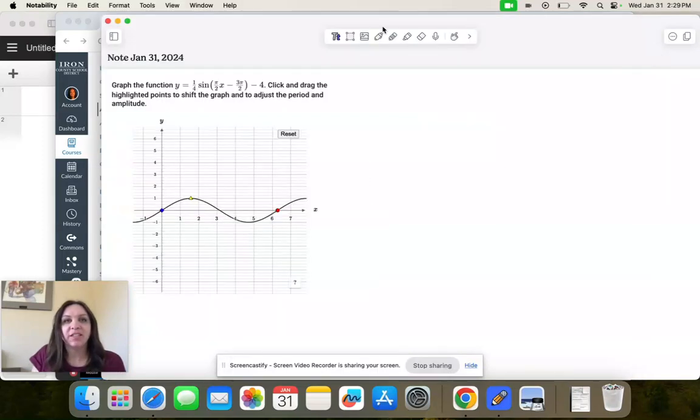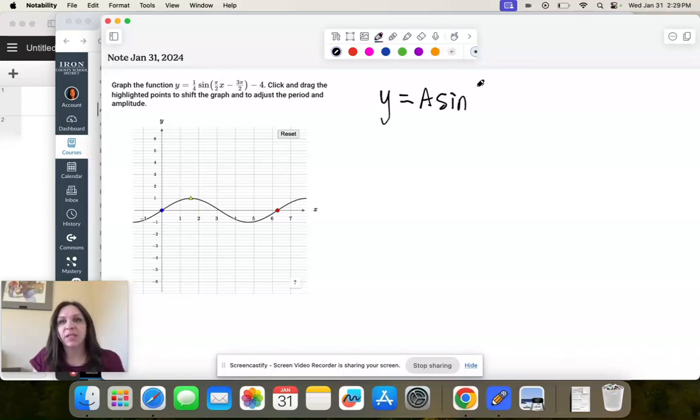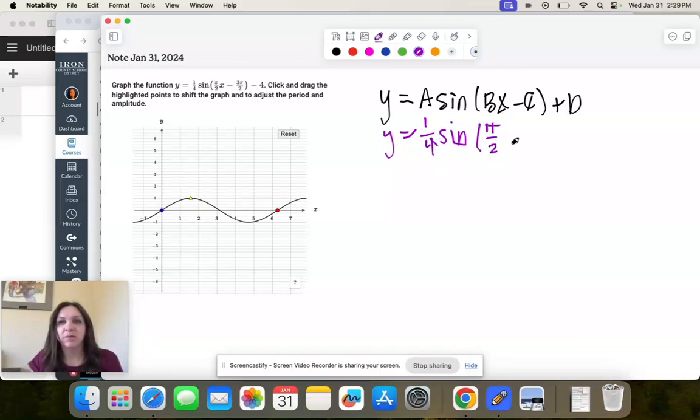Question 3, we're graphing a sine function. So I'm going to write my general form of my sine function and identify A, B, C, D. So here's ours: y equals 1/4 sine, pi halves x minus 3 pi halves, minus 4. I'm going too fast, I gotta slow down.